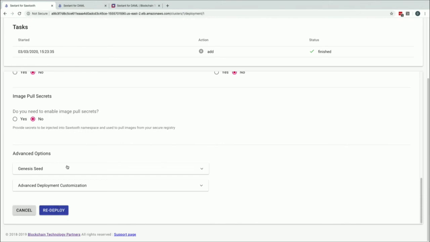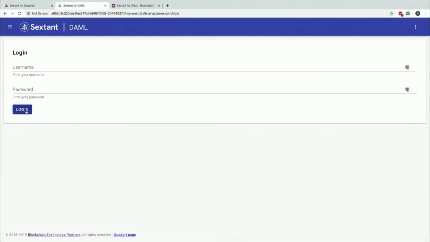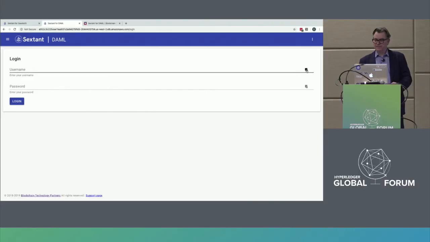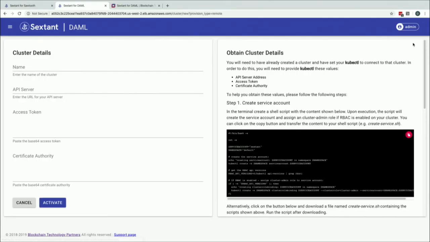Excuse me. All right, I'm doing a lot of talking. Let me actually break the rule I said and go to this guy and add a cluster. So, Sextant. So Sextant, pretty much the same thing, except this has no clusters. So let me add a cluster.